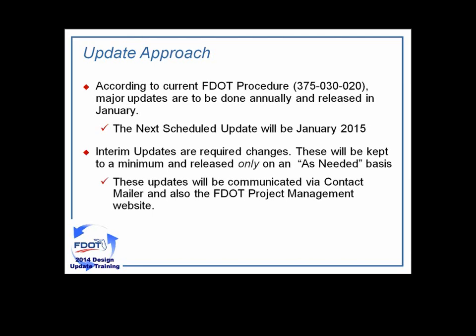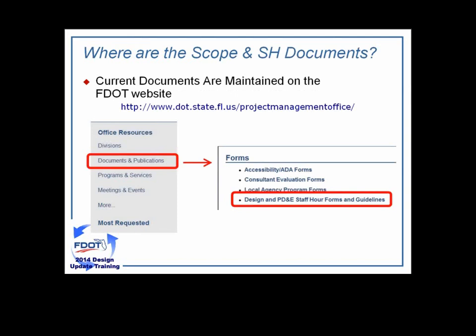If prior to the next scheduled update there are new requirements or mandatory changes that impact the scope or staff hour forms, an interim update will be communicated through the contact mailer and the DOT project management webpage. The standard scope of services and staff hour guidelines are maintained on the web, and to get there from the FDOT main page, you can find the project management office, go to the office resources, select documents and publications, and then on the next page under forms, click on design and PD&E staff hour forms and guidelines.